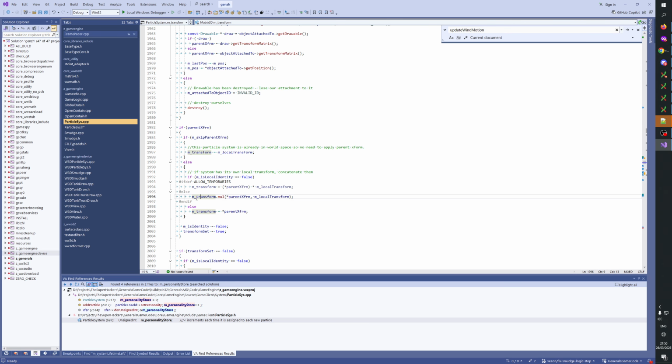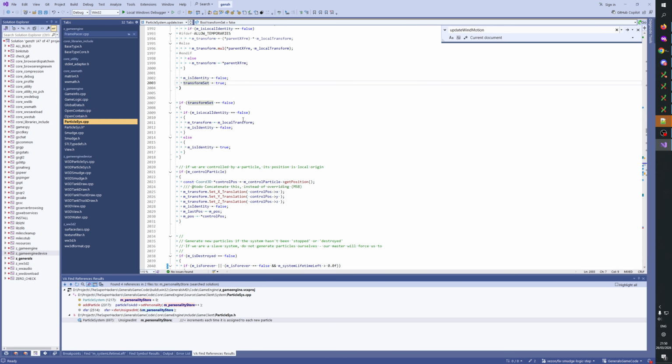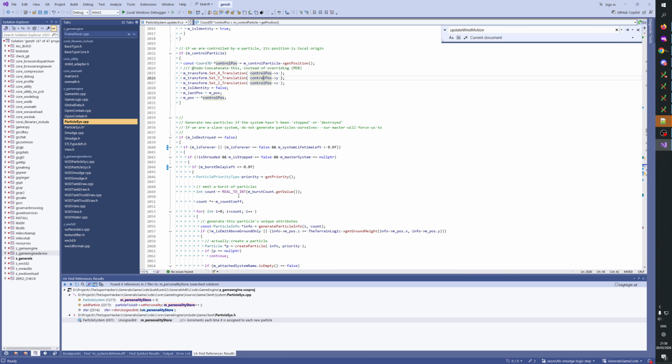Okay, but here we have a transform. What is this? World space, okay. This seems to be fine. Okay, what do we have here? Controlled by particles, position, okay. I think this is fine as well. Okay, what do we have here?